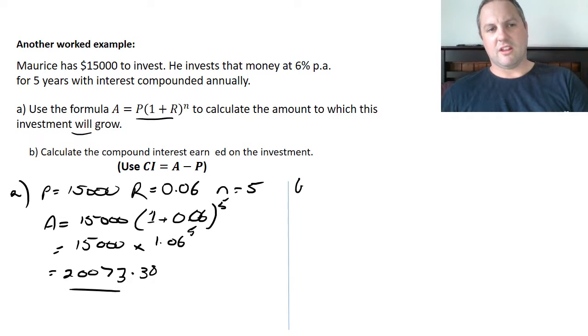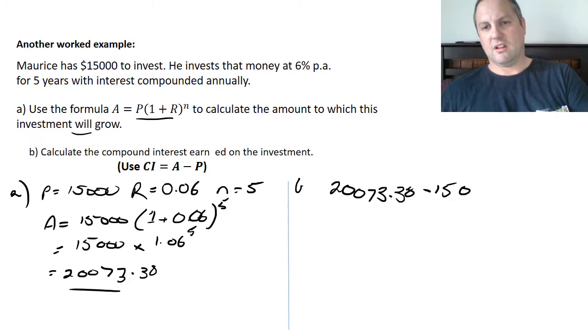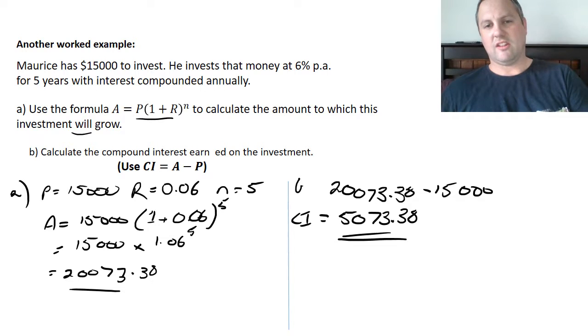Part B, calculate the compound interest earned on the investment. So again, like we did before, we've got 20,073.38, and you can take away that 15,000. And basically your compound interest will work out to be $5,073.38. So that's how much interest you've earned over 5 years.